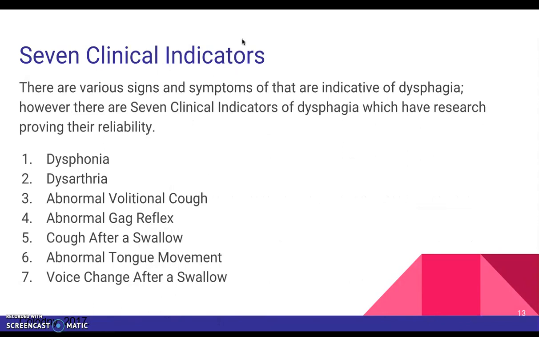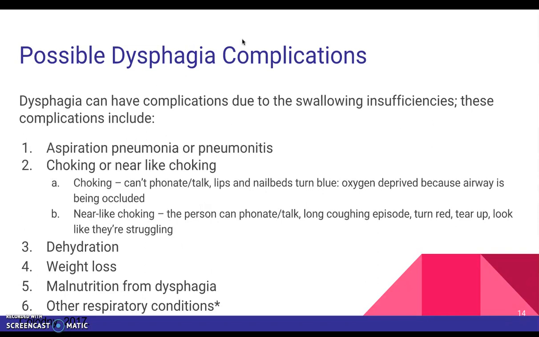There are 7 clinical indicators based on research that have proven their reliability to indicate dysphagia. It's dysphonia, dysarthria, abnormal volitional cough, abnormal gag, cough after a swallow, abnormal tongue movement, and voice change after a swallow.